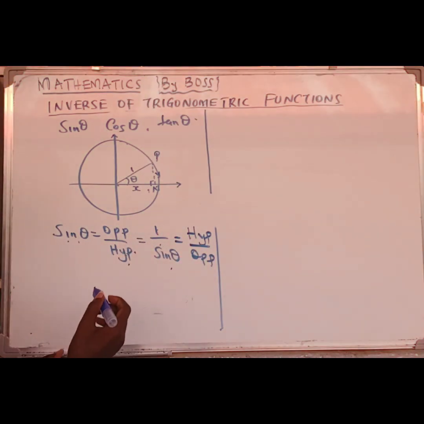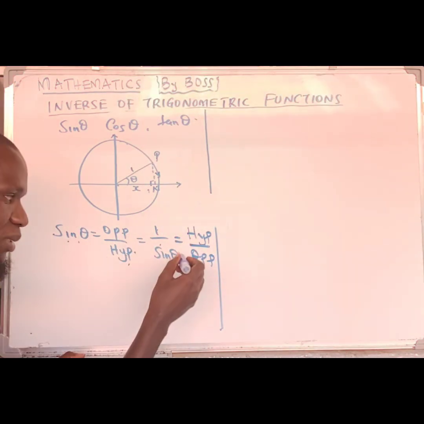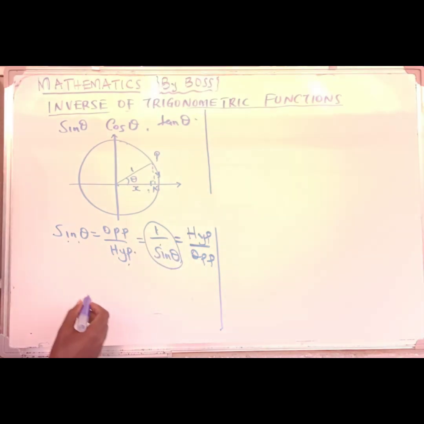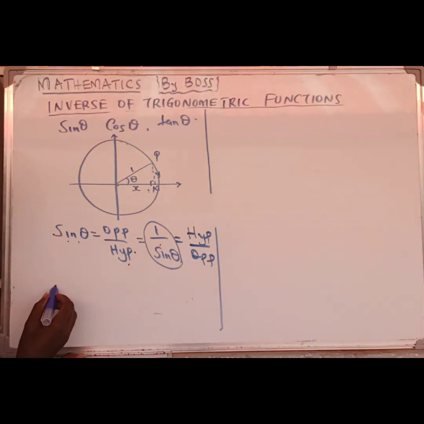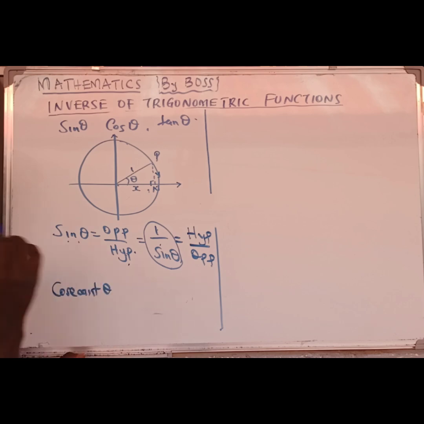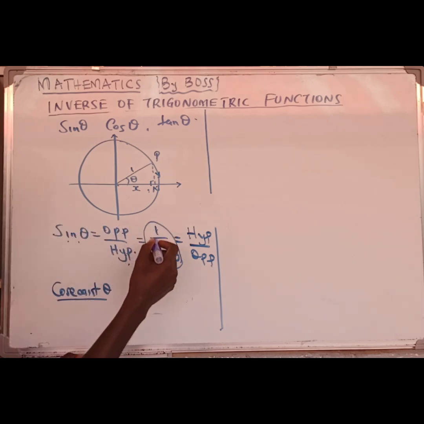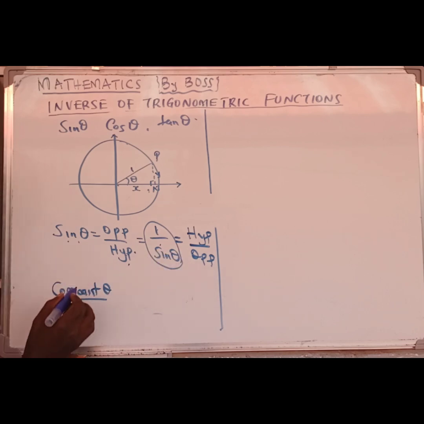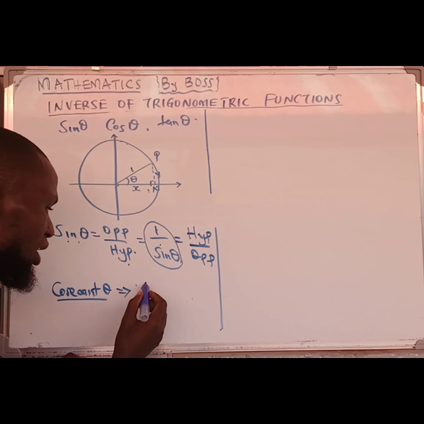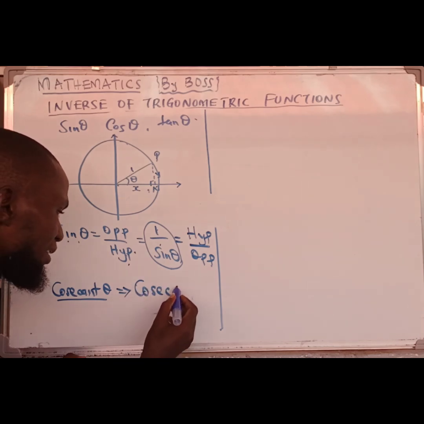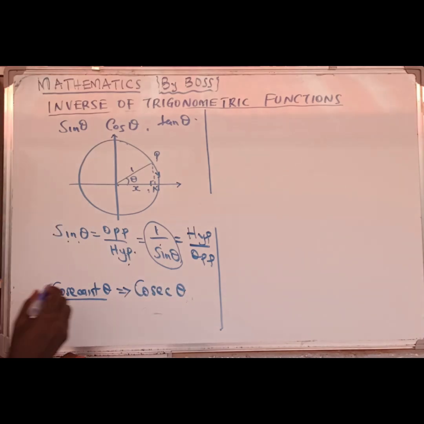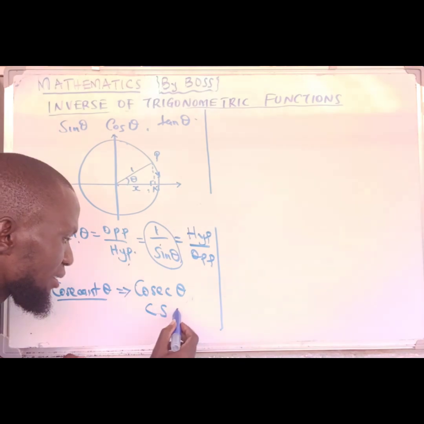Now, the other thing is this 1 over sine theta. 1 over sine theta is called cosecant theta. That's another name for 1 over sine theta. So instead of saying 1 over sine theta, we can say cosecant. Or we can come up with a short form of cosecant, which is cosec theta.